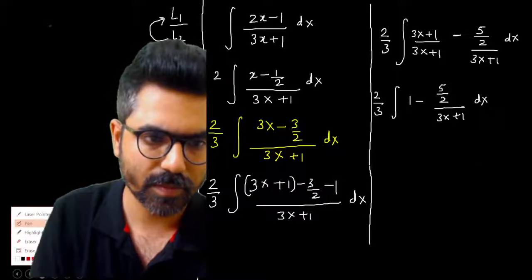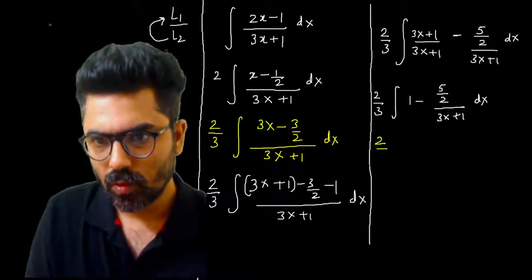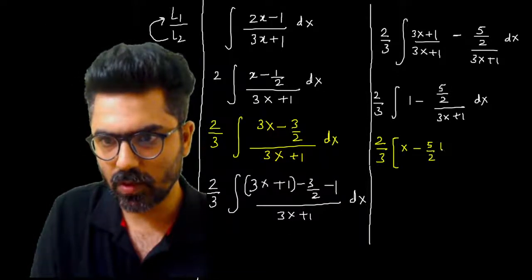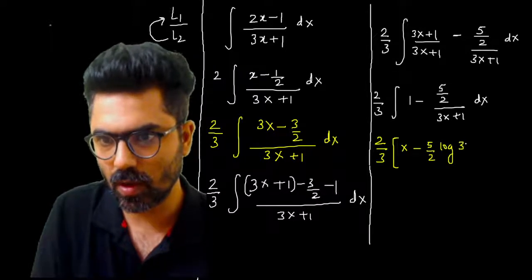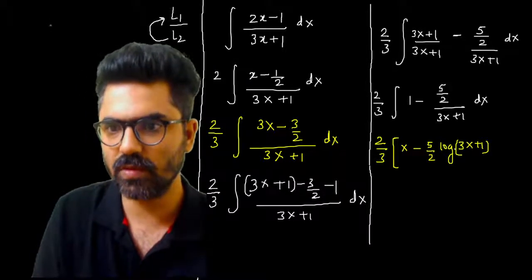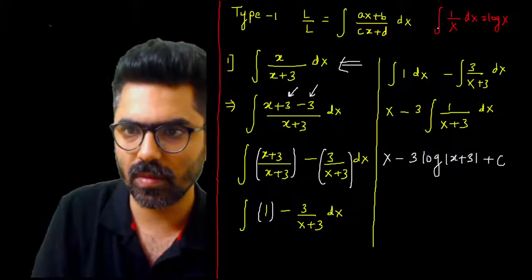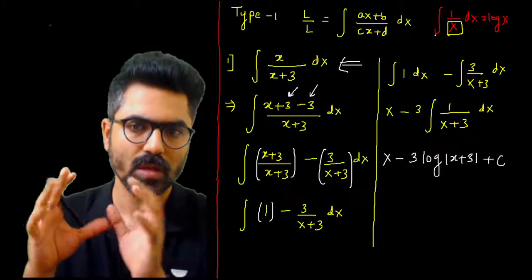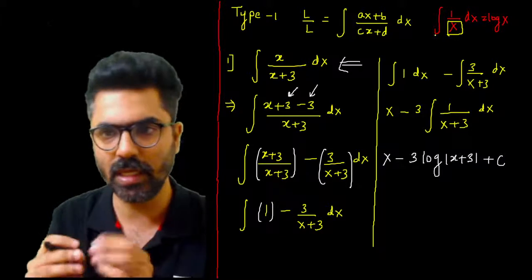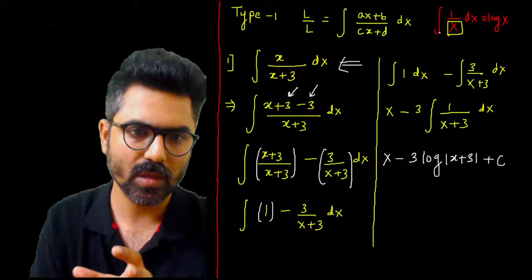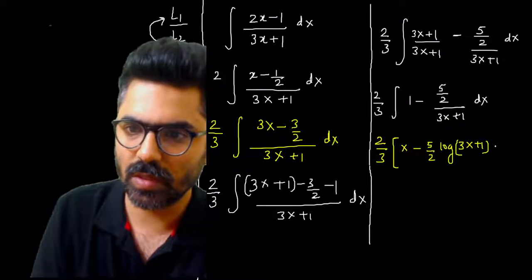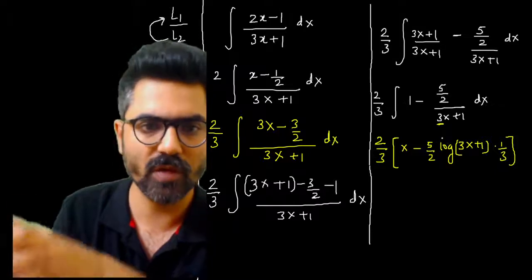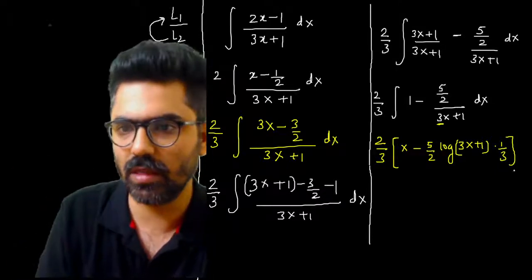Now let's write the next step. 2 by 3, integration of 1 is x, minus 5 by 2, integration of 1 by 3x plus 1 is log of 3x plus 1. As I've discussed with you, 1 upon a linear function, it should be linear only. It should not be any other function. Linear means ax plus c type, bx plus c type, in that way, not sin x, not cos x. So 3x plus 1 into 1 by 3. Whatever the coefficient of x is, you have to divide with that coefficient. So now this is the final answer.